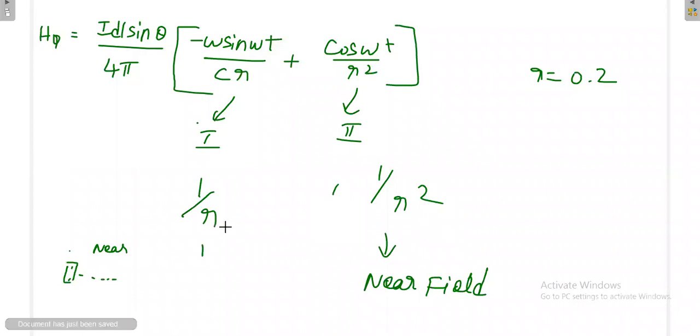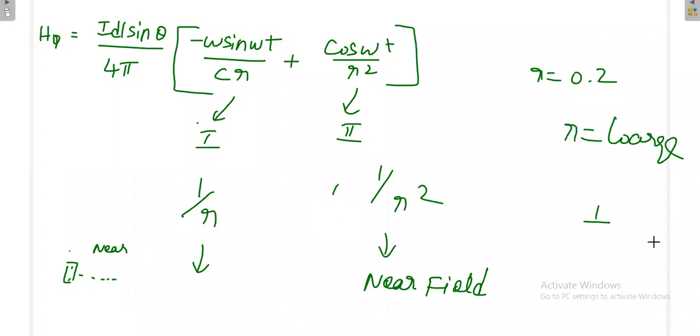When you go far away, when you take R a very large value, which will dominate? Say R is equal to some 5 like that. So when you substitute, what will you put? 1 by 5, 1 by 5 square. Which will dominate? This will dominate. That's why this 1 by R term is called far field. So 1 by R is far field, 1 by R square is near field.